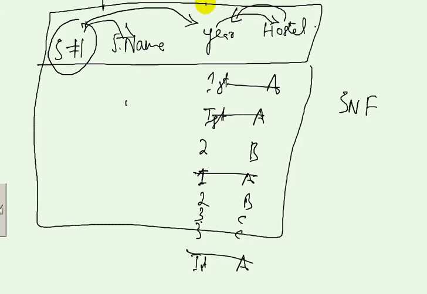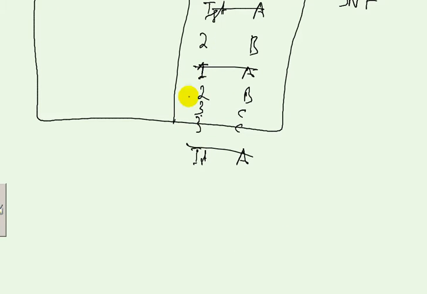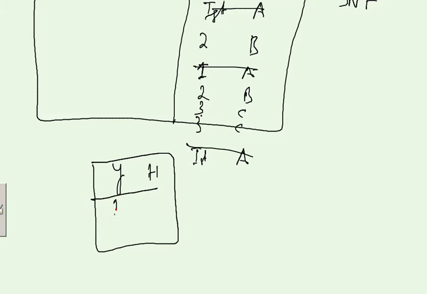So better to do what? Decompose it, make it into separate tables. But keep year in both so that they can be joined. Student ID, student name and year will be one table, and year and hostel will be another table. Then there will be no redundancy, because year and hostel will be in the next table, so I won't have entries many times. First year is in A, second year is in B and third year is in C. Now if I have to change this, I have to change one place only. So no problem. This is your 3NF problem, right?